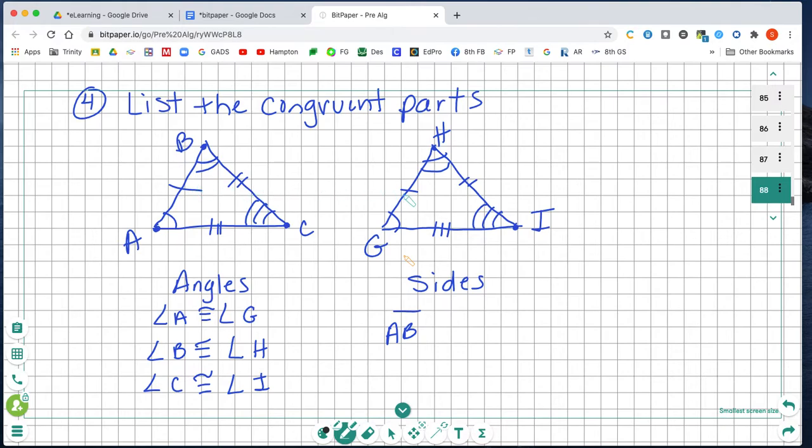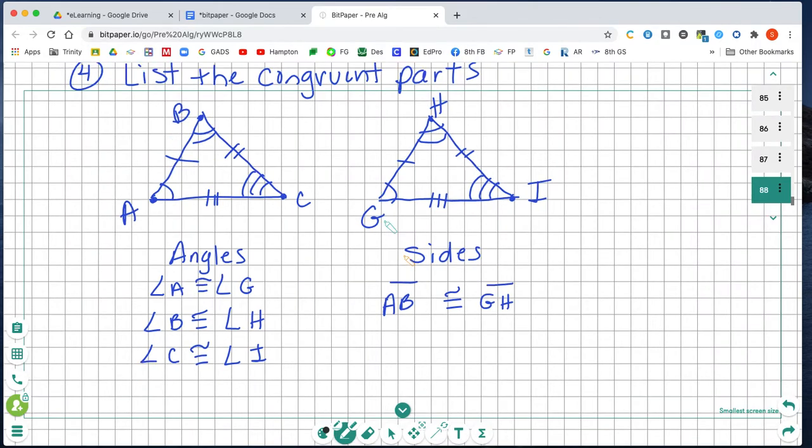So it is congruent with either GH or HG. So I have to decide which one I'm going to write first. So I need to look at the angle that's congruent to A, which is G. So it's going to be GH. All right, the next one is going to be side BC. So again, side BC has two congruent marks. HI or IH has two congruent marks. So I need to determine which letter I'm going to use first. So I go look at B. Angle B is congruent to angle H, which means I'm going to need to start with H first.